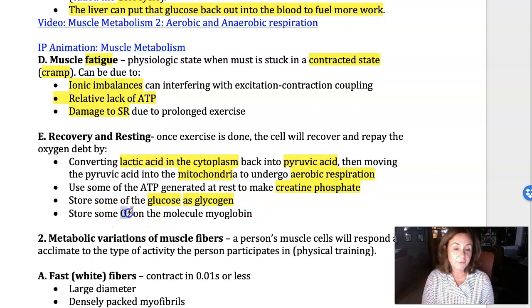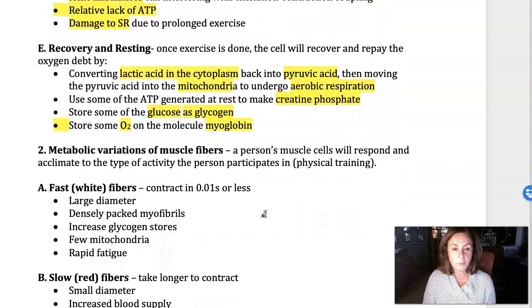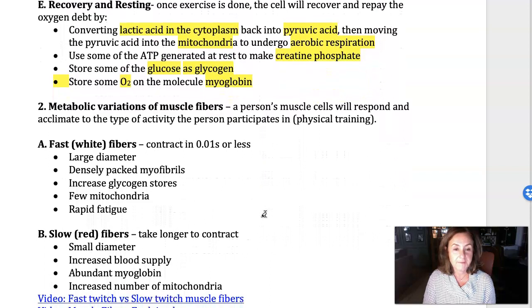And in muscle, don't forget, we have that molecule called myoglobin, which can bind to oxygen. And so we'd even be able to store some of the oxygen. So muscle has the ability not only to store some energy in the form of creatine phosphate, but to even store some of the fuel we'll need, store some glycogen and some oxygen. So that's what we'll do during recovery.